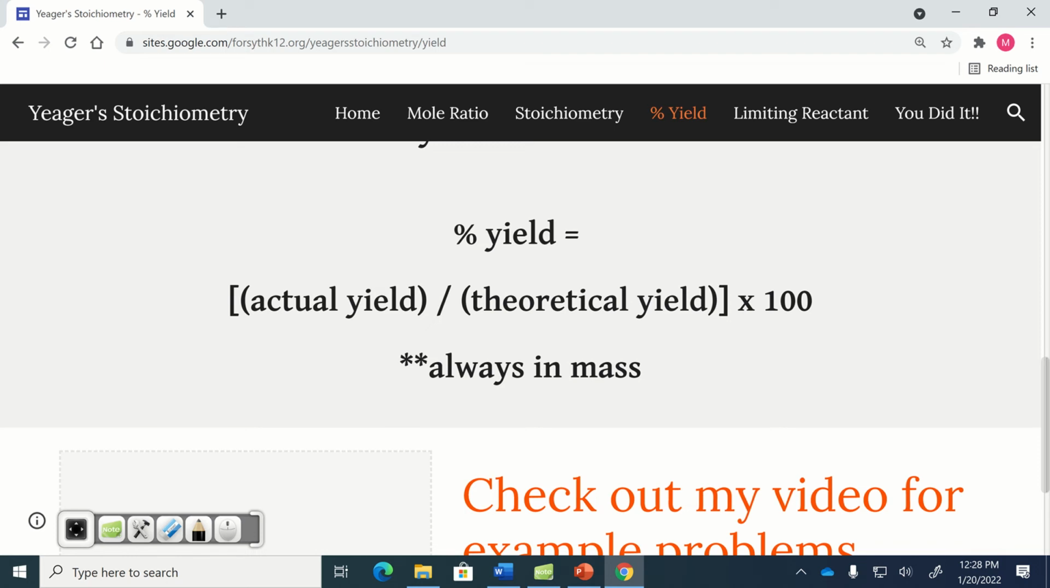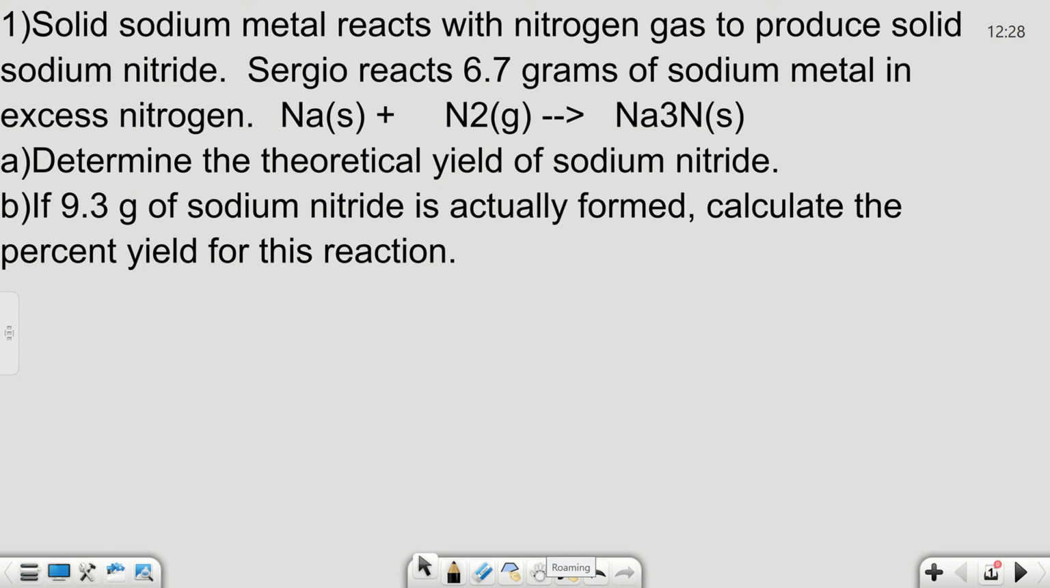So really, from there, it's me just showing you some problems so you can see how this is done. It looks like a regular stoichiometry problem. This one's being nice to kind of separate it out to help you understand. It says sodium metal reacts with nitrogen gas to produce solid sodium nitride. It reacts 6.7 grams of sodium metal in excess nitrogen. So we're trying to see how much sodium nitride should form. That's the theoretical yield.